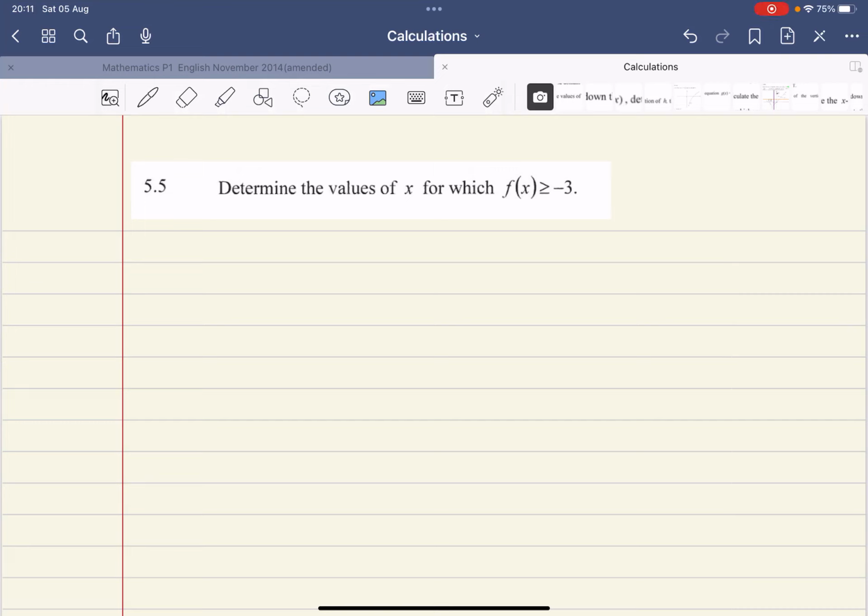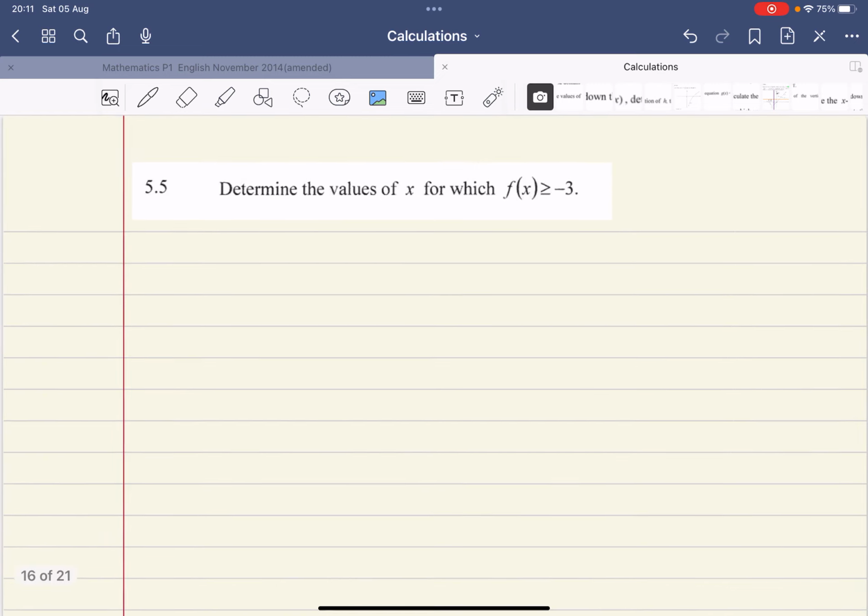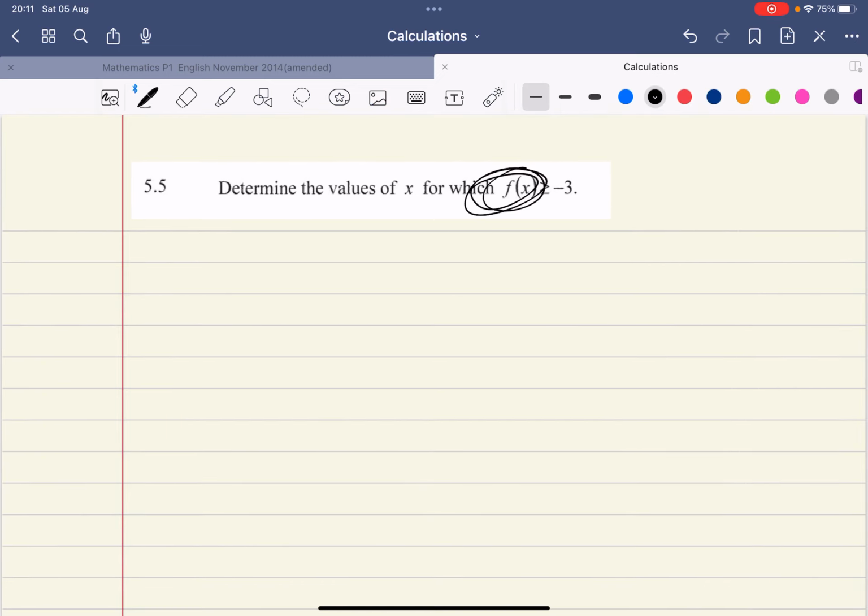Question 5.5. Determine the values of x for which our graph f of x, which was our original graph we're now dealing with, not g of x, is greater or equal than -3. Emphasis on greater or equal. Okay, so what is this asking us?